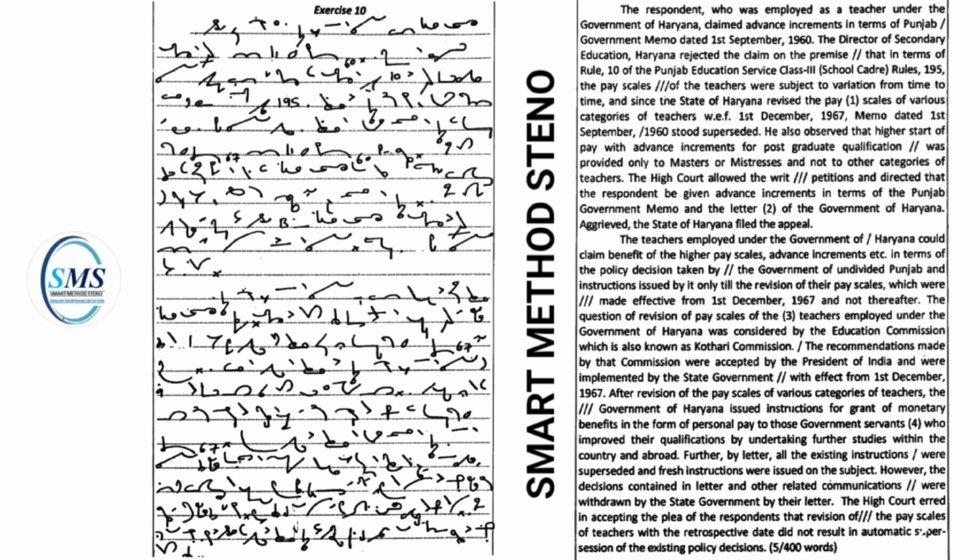Further, by letter, all the existing instructions were superseded and fresh instructions were issued on the subject. However, the decisions contained in letter and other related communications were withdrawn by the state government by their letter. The High Court erred in accepting the plea of the respondents that revision of the pay scales of teachers with the retrospective date did not result in automatic supersession of the existing policy decisions.